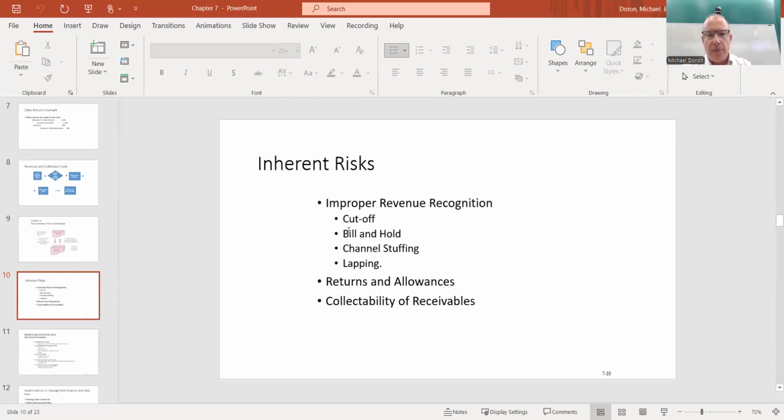Here they have some basic techniques for improper revenue recognition. Cutoff, which you guys know means recognizing the sale early in an accounting period before it happened. And then here are three common fraud techniques that we're going to talk about right now: bill and hold, channel stuffing, and lapping. Okay, let's talk about those.